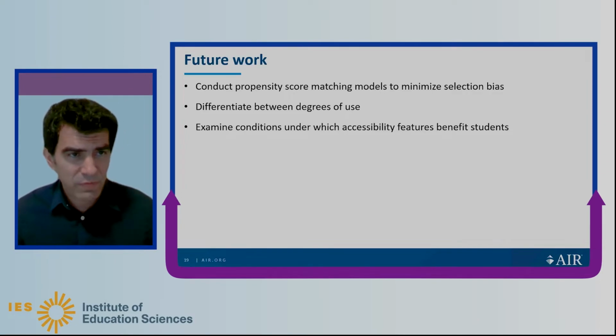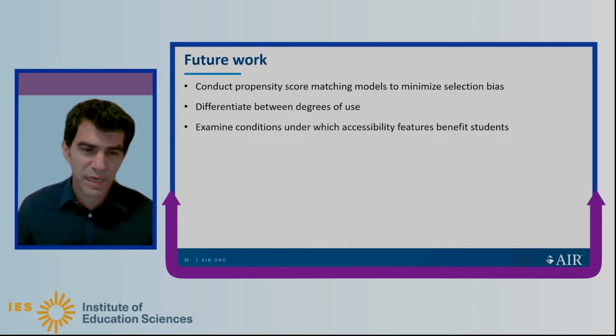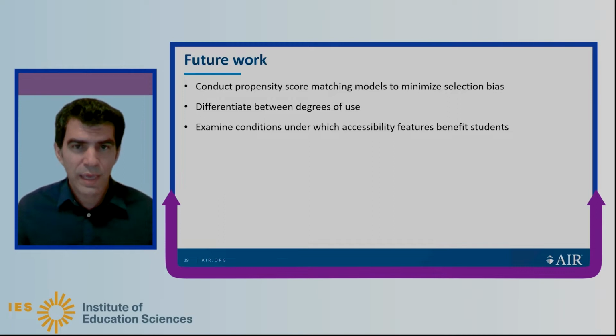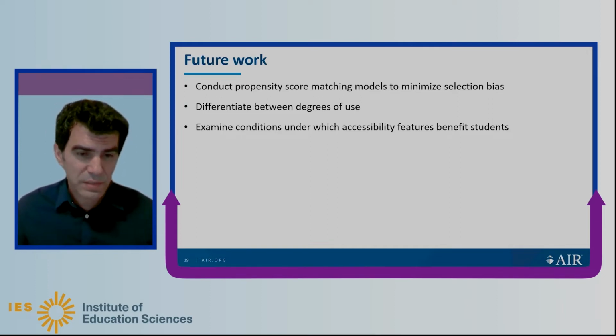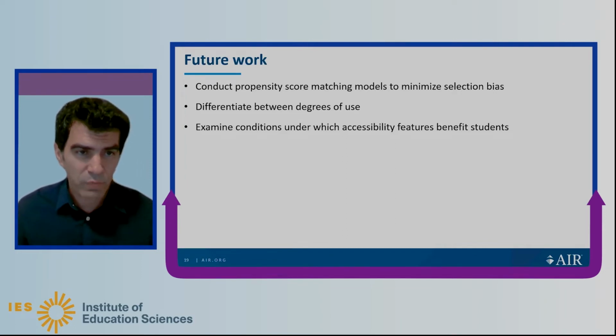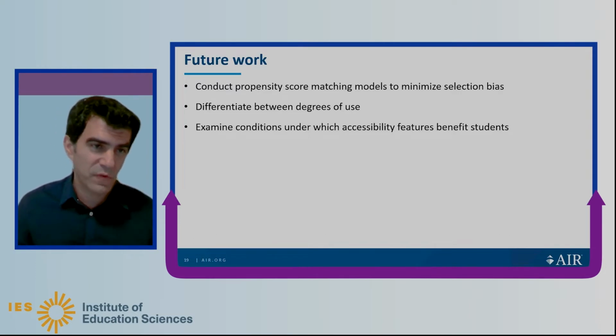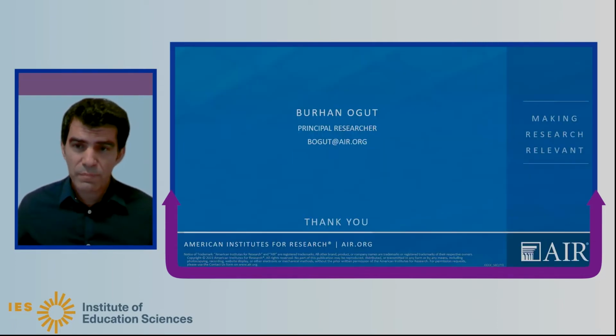And this is an ongoing study. And then we have some future work, including conducting propensity score matching models to minimize selection bias when we are looking at the relationship between accessibility feature use and student performance and test-taking behavior. And we want to also differentiate between degrees of use. Now, in this presentation, all the use variables are created in a binary sense, right? Indicating whether or not they used any accessibility feature. But we also want to be able to differentiate between degrees of accessibility feature use. And finally, we also want to examine conditions under which accessibility features may benefit or may inhibit students' performance. And that's all from me for now.